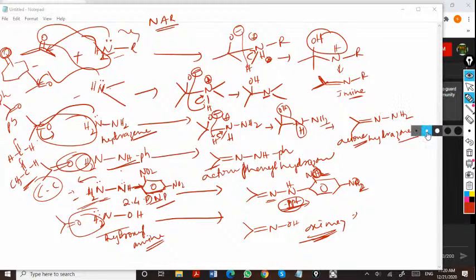So this is about the nucleophilic addition reaction based on different nitrogen substituents. Tomorrow we're going to see other reagents for the nucleophilic addition reaction as well as the Michael addition reactions. After that we'll see the free radical reaction. If there are any doubts, you can ask.